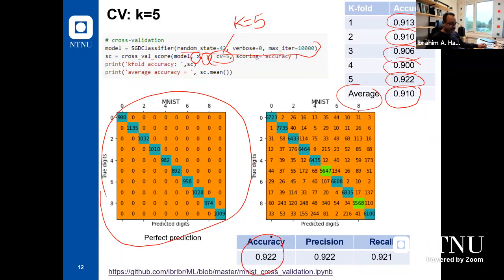Of course, the accuracy here is higher than this one, because for each of those models we used 80% of the data. If we select k equal 5, what does this mean? It means we will divide the data into k folds. We will train the model with k minus 1 and test with k. So in reality, we use 80% of the data for training each of those models and test it with 20%.